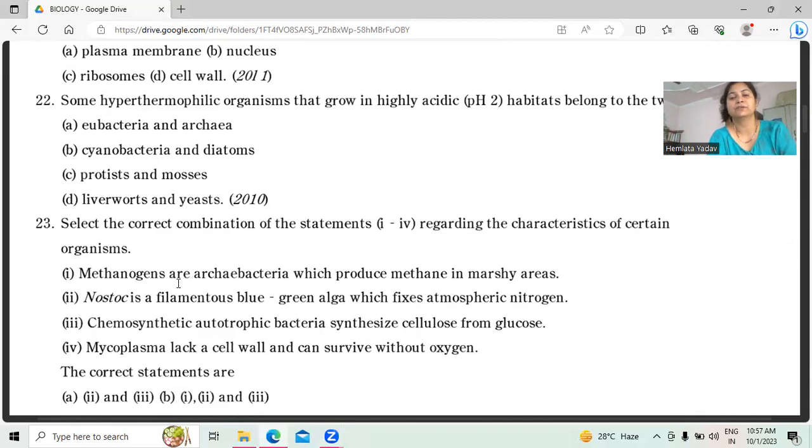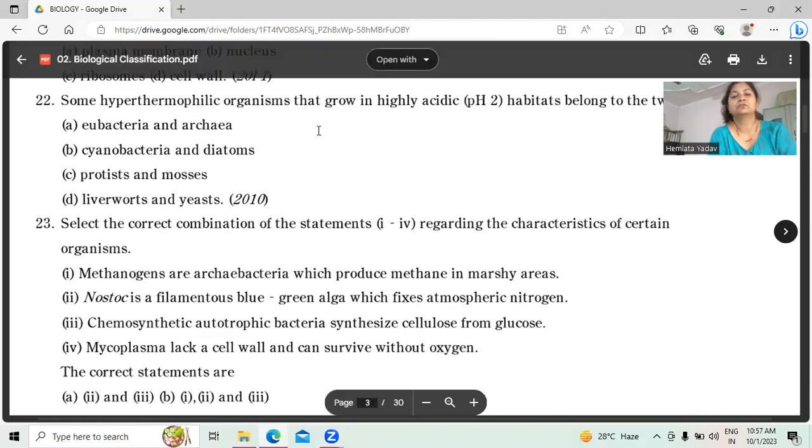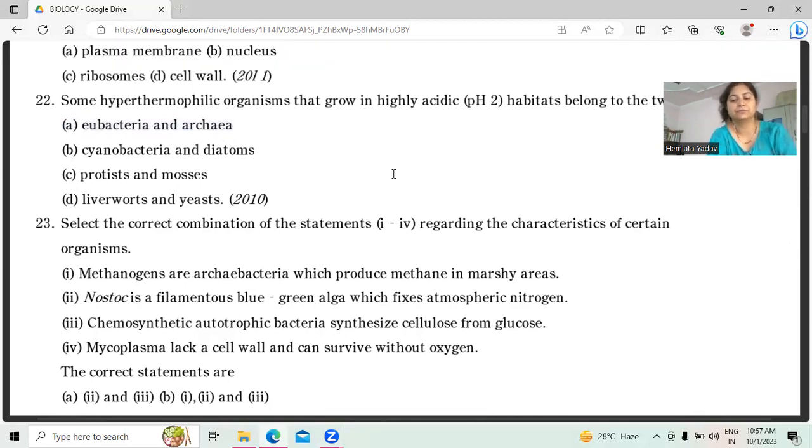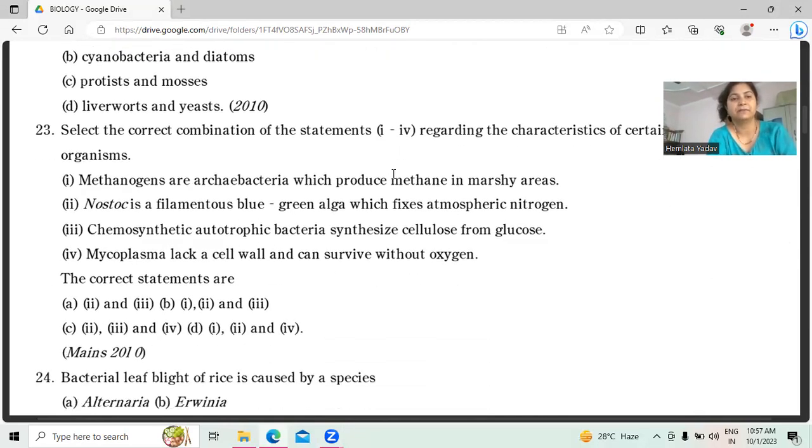Some hyperthermophilic bacteria are growing in acidic pH also. They will be belonging to the eubacteria and archaea divisions. So A will be there.